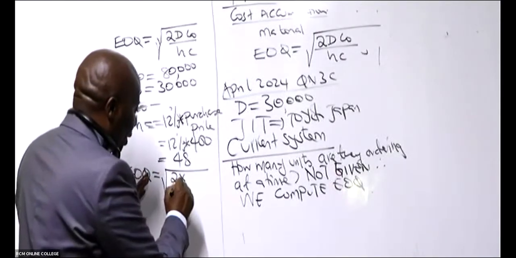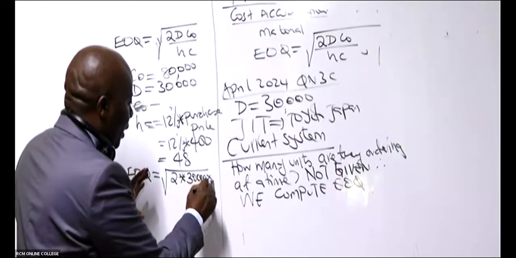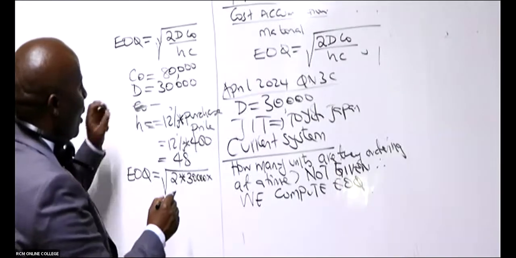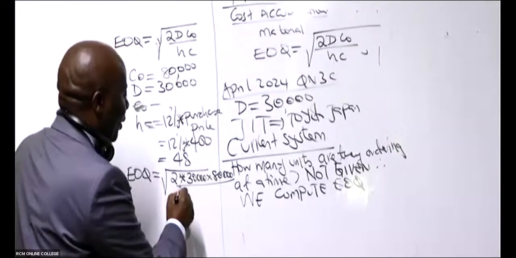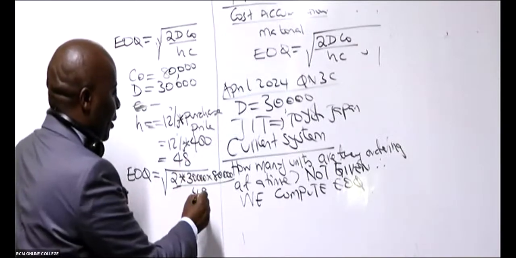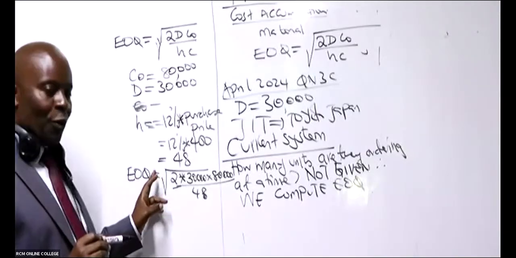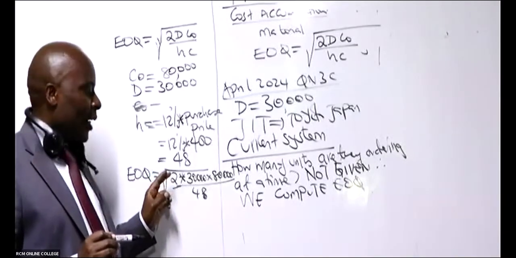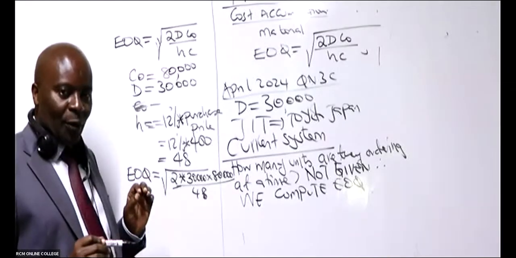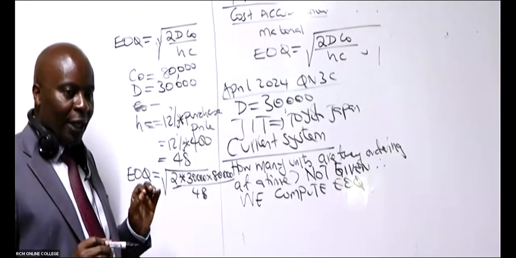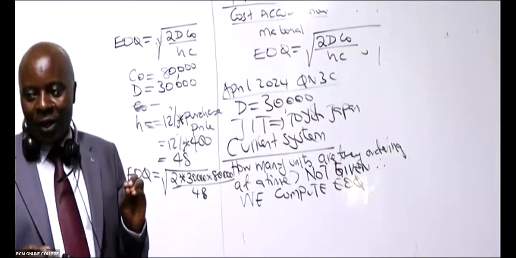of 2 times annual demand of 30,000 times cost per order, which is 80,000, divided by the holding cost of what here, somebody? 48. So remember, how do we do this first? We forget the square root. We say 2 times 30,000 times 80,000. Whatever answer we get, we divide by 48. And then we say square root.